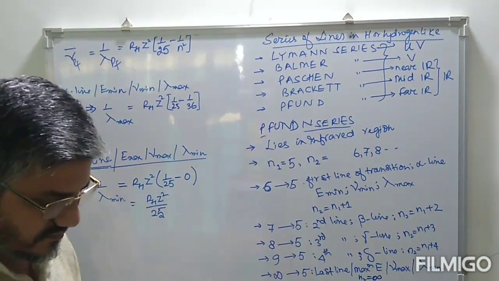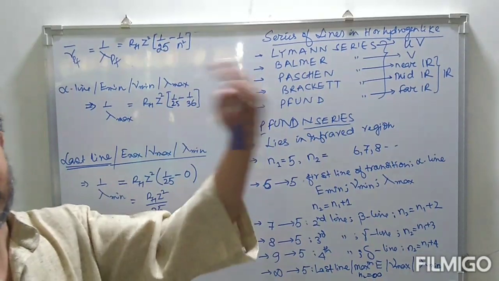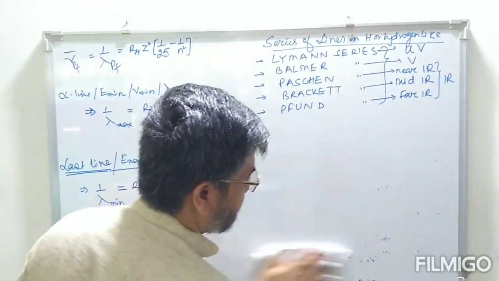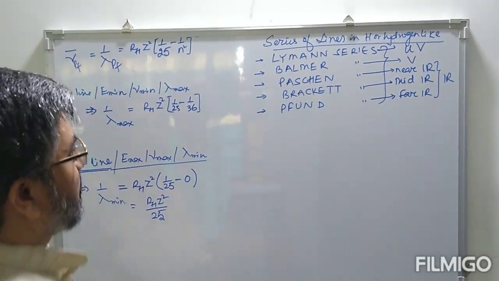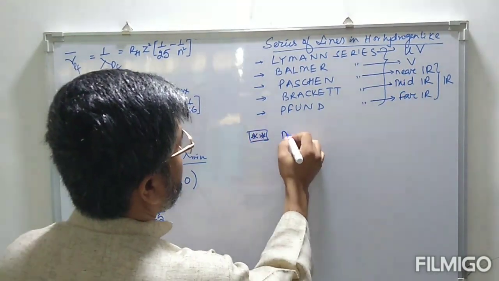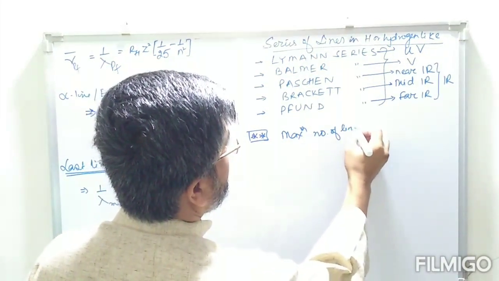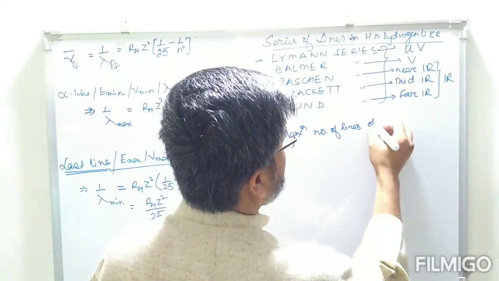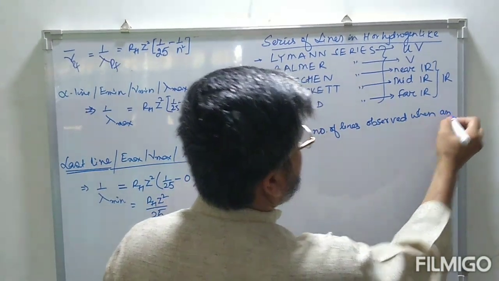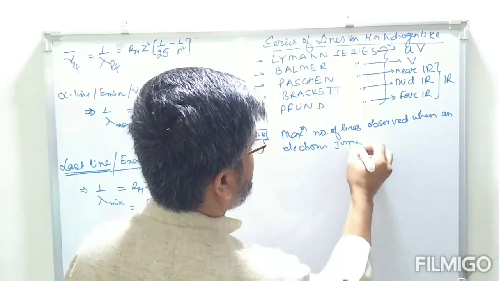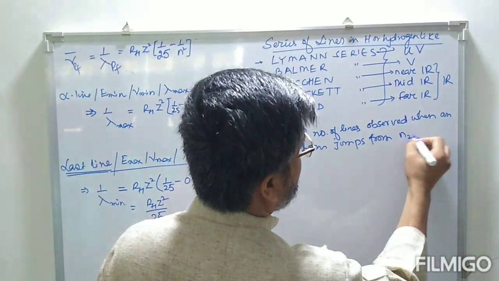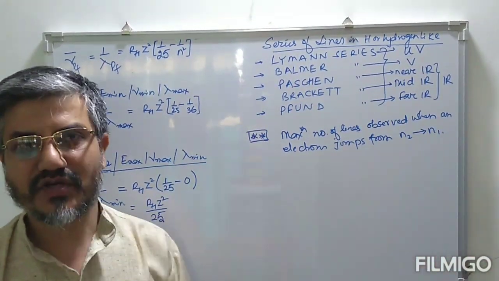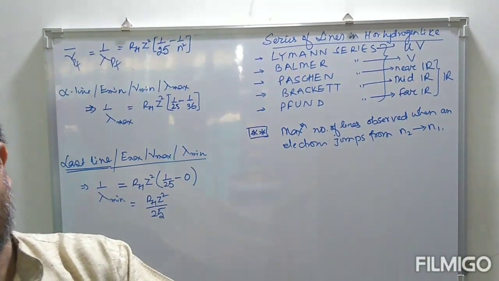Now when we observe this spectrum, an electron may be coming from any excited level to the ground state. During this de-excitation process, what is the maximum number of lines that could be observed? One point you have to keep in mind: the maximum number of lines, or the maximum number of wavelengths, or the maximum number of frequencies. The maximum number of lines observed when an electron jumps from n2 to n1 level. So the electron is coming from any excited level n2 to a lower level n1. How many maximum frequencies or distinct wavelength lines can be observed?